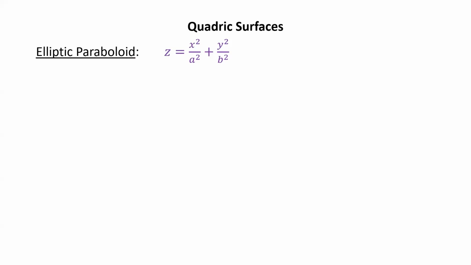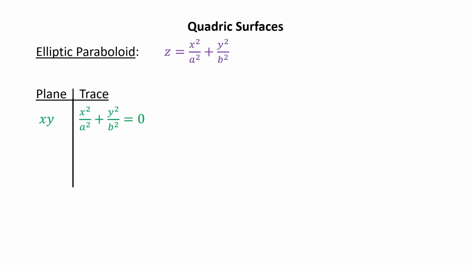The equation of an elliptic paraboloid, which is upward facing along the z-axis, is z equals x squared over a squared plus y squared over b squared. Let's look at some of the traces. To get the trace in the xy plane, as always, we set z equal to 0 to get x squared over a squared plus y squared over b squared equals 0.